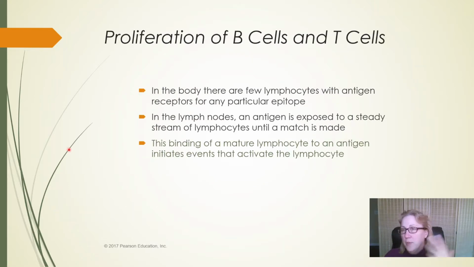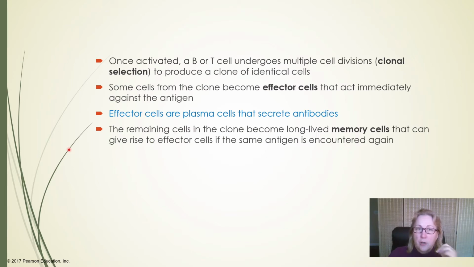So in the lymph nodes, we have these B and T cells that are waiting to be presented with an antigen that matches their own receptors. And when they bind to an antigen that matches their receptors, that activates them. And we'll talk about helper T cells, which are an important part of this process as well. So once they get activated, our B cells or T cells start to divide. That's the first thing that happens.